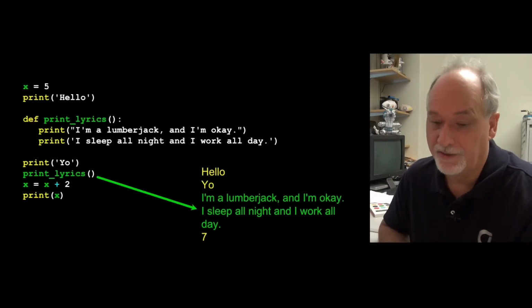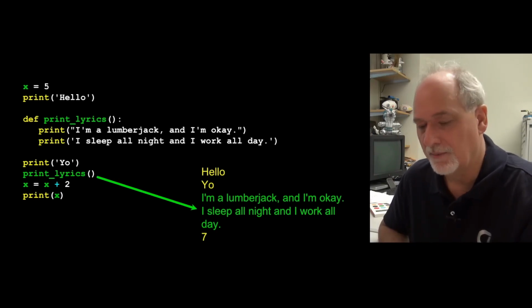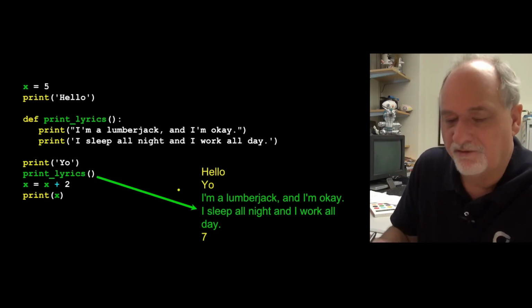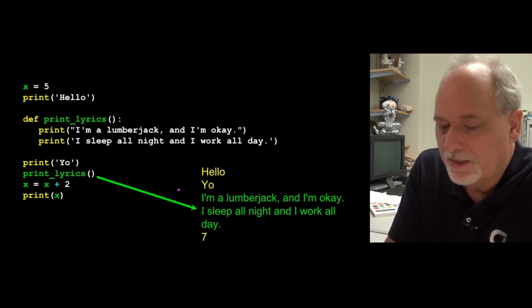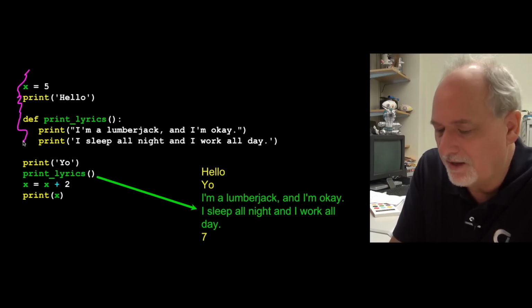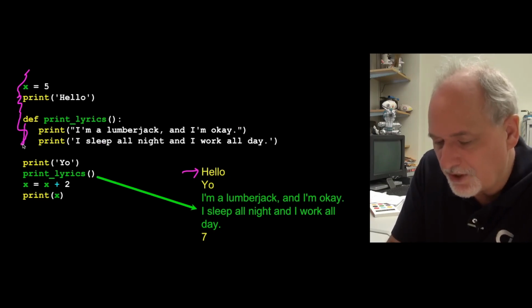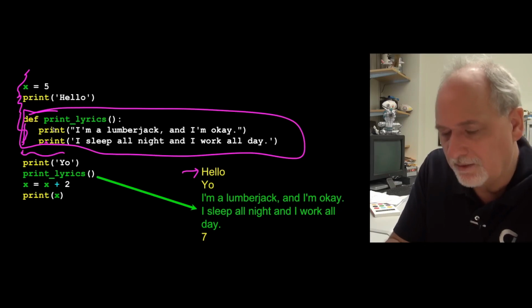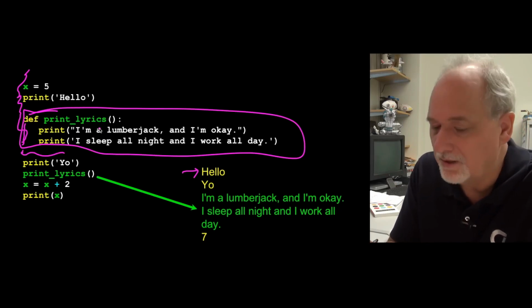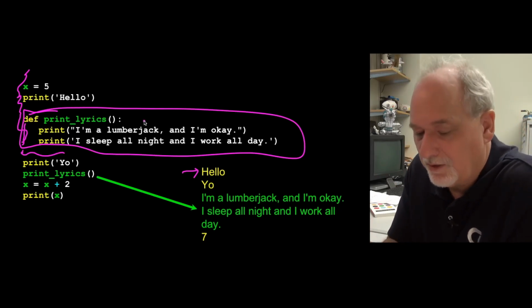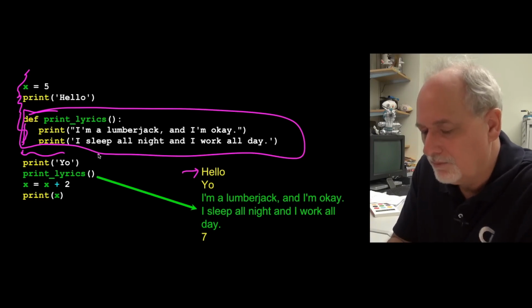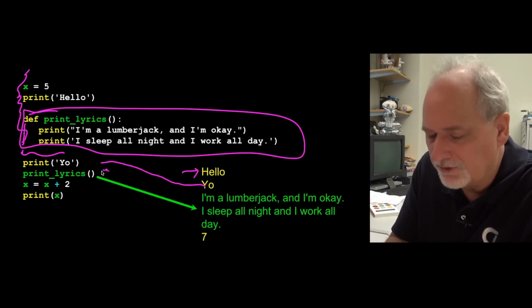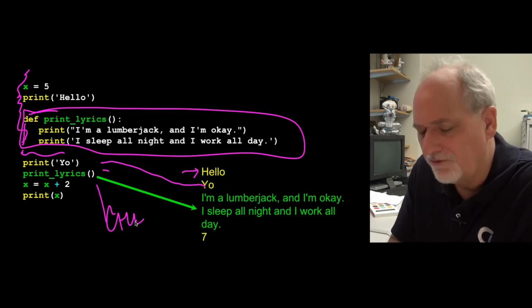So here's a slightly different version of that last program, and now it's actually going to invoke it. So x equals 5, print hello, def, so out comes hello. The def produces no output, right? But because there's an indent here, that is the entire blob of code that is part of print_lyrics. So it prints out yo, and now we're going to invoke. This is the call. We're going to call the function.